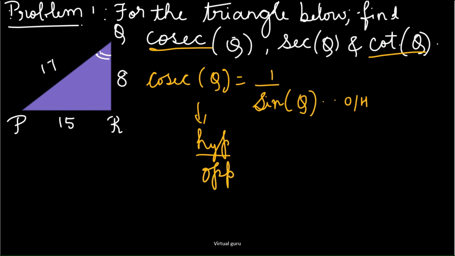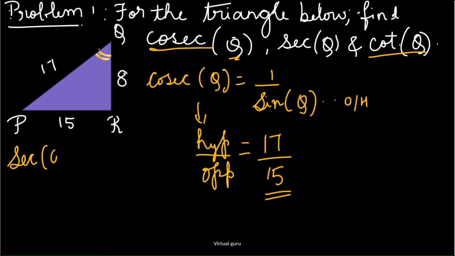So what is the hypotenuse here for the angle Q? 17. What is the opposite here? 15. So this is our cosecant. It is very easy if you remember just the hypotenuse.